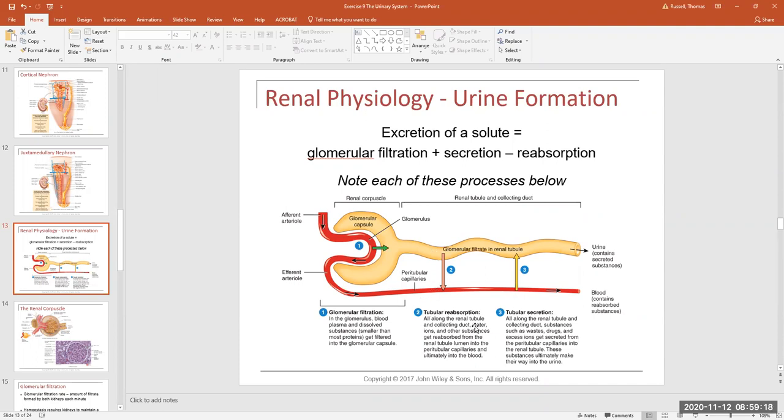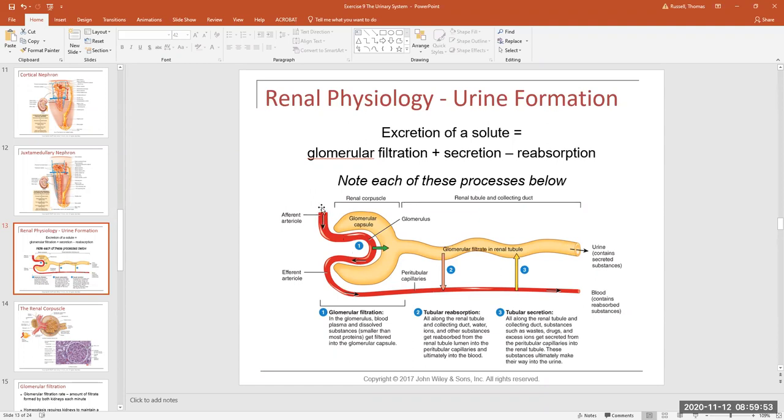That's called tubular reabsorption. So basically all the way down the length of the renal tubule, we have the ability to reabsorb substances from the filtrate back into the blood before the fluid leaves the tube. When the fluid leaves the tube into the minor calyx, it's called urine. While it's in the renal tubule, it's called filtrate. So that's one thing that we do. We have to reclaim all of our good stuff we filtered out, and that's called tubular reabsorption.